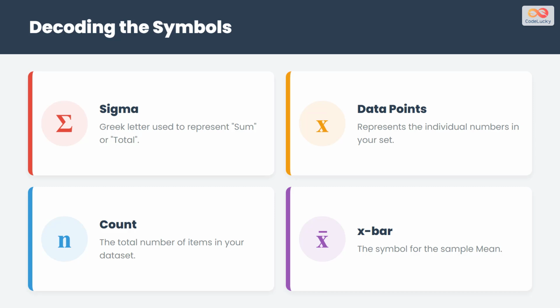Let's break down those symbols so they aren't scary. First, the Greek letter sigma. This simply means sum or add everything up. Next, x represents your individual data points or numbers. n is the count or how many numbers you have. Finally, x bar, which is an x with a line over it, is the standard symbol for the mean.